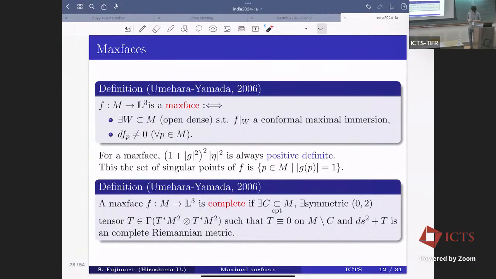Then Umehara and Yamada defined the completeness of the surface to investigate the global properties of maximal surfaces. A maxface F is complete if there exists a compact set C and a symmetric 2-tensor T such that T vanishes on M minus C. So T has compact support, and ds squared plus T is a complete Riemannian metric. Okay. So they define completeness this way.